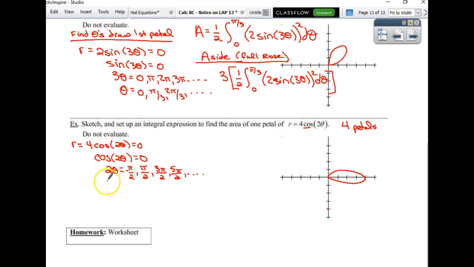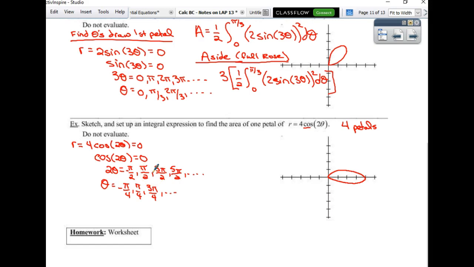Now that's 2 thetas, which means my thetas are going to be negative pi over 4, pi over 4, 3 pi over 4, 5 pi over 4, and so on, going on forever. Do you agree with that? We cool with that? Yeah, it's a negative pi halves and a pi halves. We cool with that? Okay, cool.